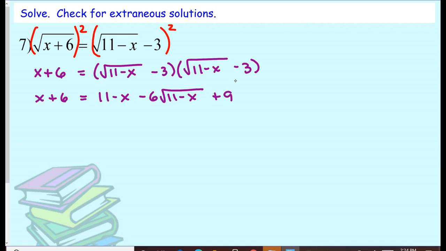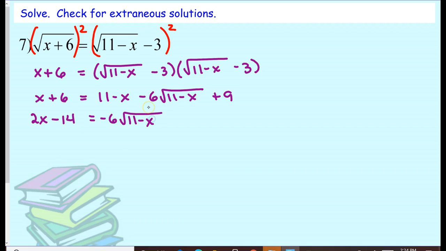So believe it or not, we've made progress because we now have an equation with one radical, not an equation with two. And what we can do is simplify by moving all of the terms that are not the radical term to one side of the equation and leaving the radical term on the other side. So I'm going to add x to both sides of the equation, and I'm going to subtract 20 from both sides of the equation.